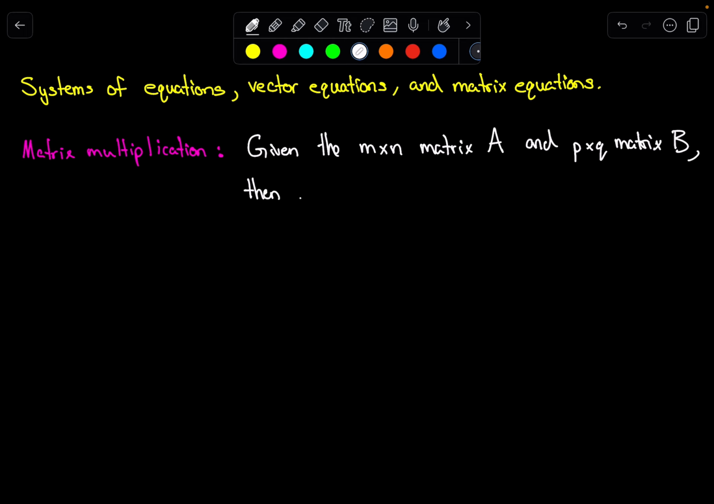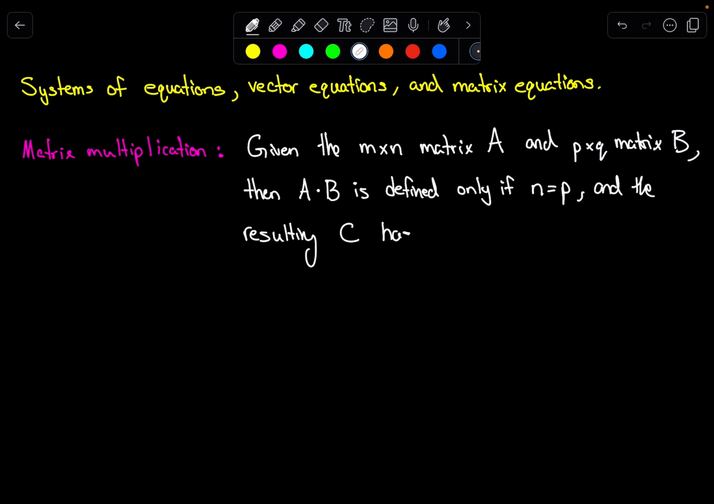Then matrix multiplication A times B is defined. P.S. That's not a dot product. That's just me putting multiplication. A times B is defined only if N is equal to P. And the resulting matrix, we'll call it C, has dimensions M times Q, or M cross Q. So what does this mean? I think the easiest way to do this is through some examples.